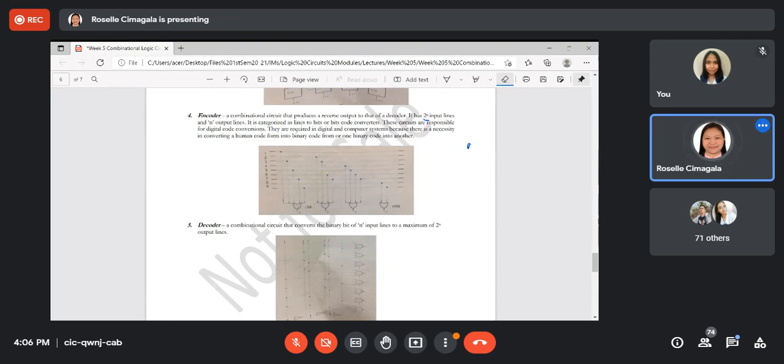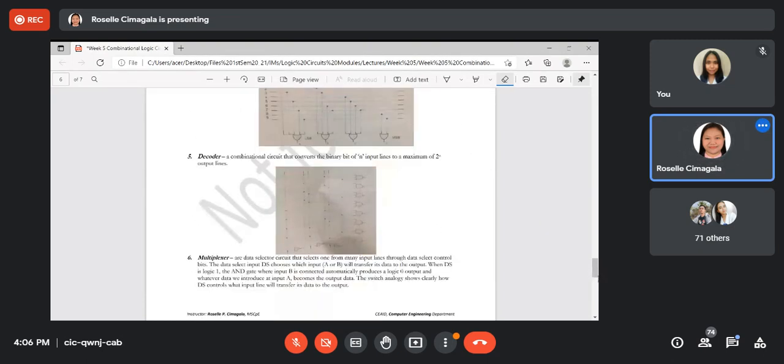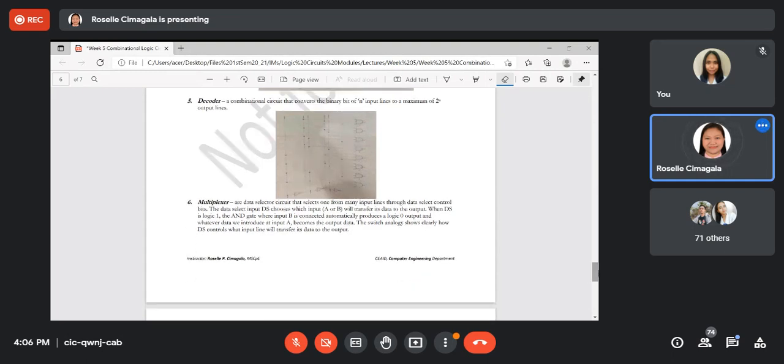So the decoder, for example, is a combinational circuit that converts a binary code of n input lines to a maximum of 2 to the power n output lines. This one has 3 binary inputs and 8 binary outputs.